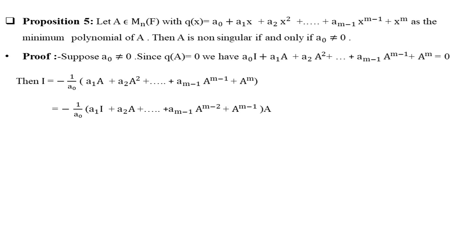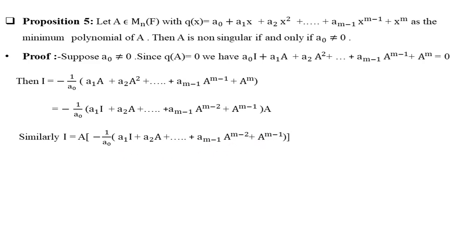So similarly we find, taking A onto the left hand side, the right inverse of A. Similarly we can write I equal to, here we take A on the left hand side, A into minus 1 by a naught of a1 I plus a2 A up to A power m minus 1. So this is the right inverse of A.